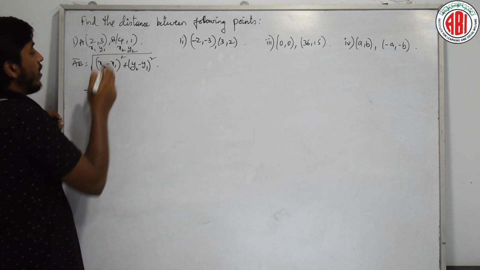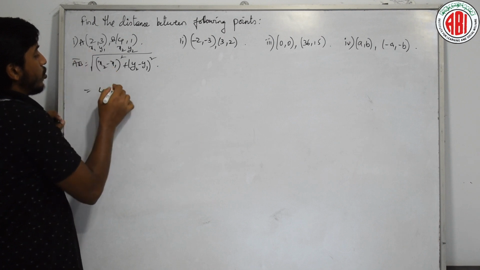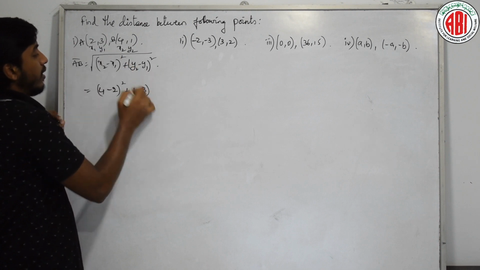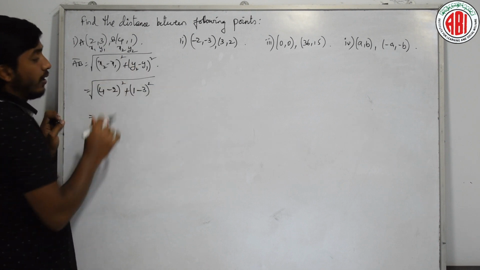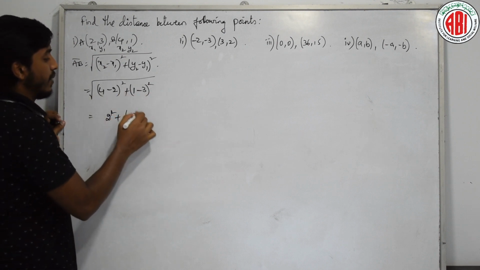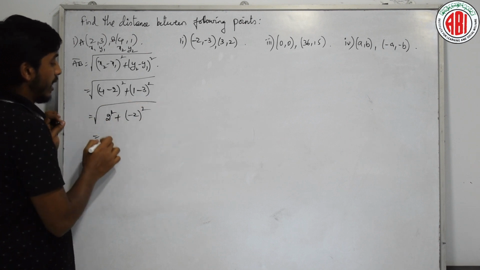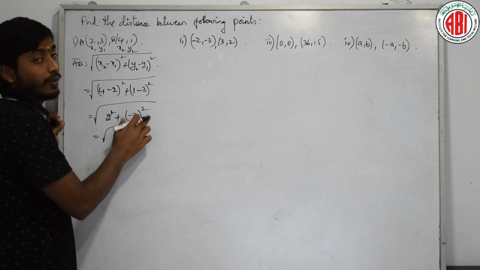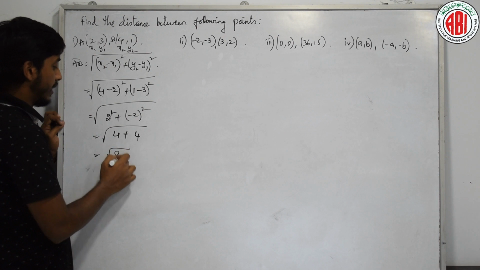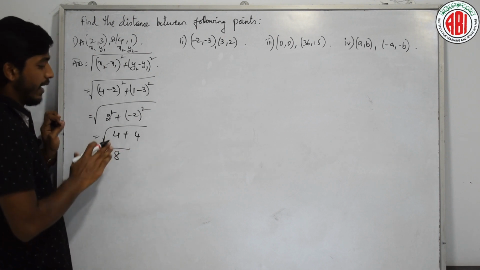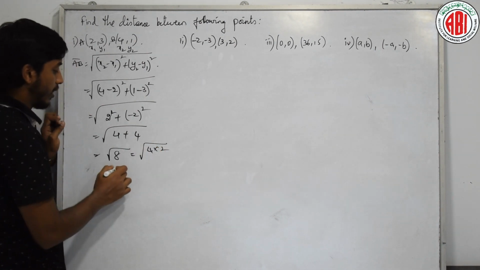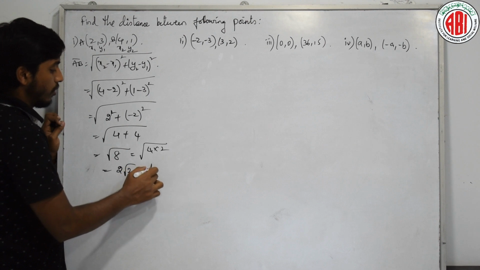Now tell me, what is x2 here? 4. What is x1? 2, whole square, plus y2, which is 1, minus y1, which is 3, under root. Is it right? Now 4 minus 2 is 2 square, 1 minus 3 is minus 2 whole square, under root. 2 square is 4, minus 2 square is 4. 4 plus 4 is 8. So root 8 units, or you can write it as 4 into 2. The square root of 4 is 2. Answer is 2 root 2 units.